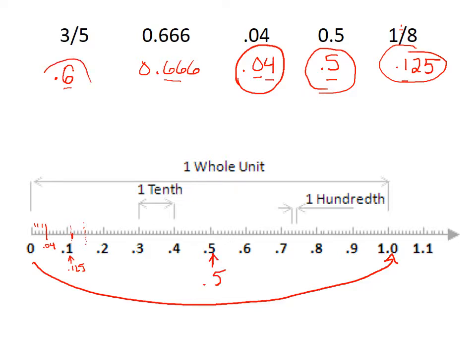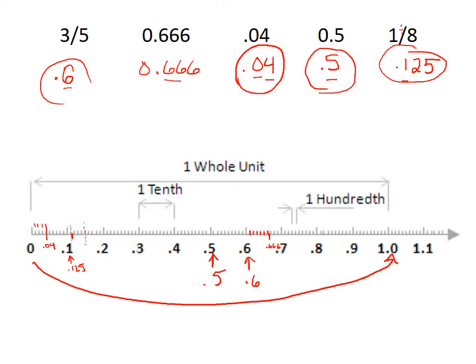And then 0.6 is next. Okay, so this is 0.61, 0.62, 0.63, 0.64, 65, and 66. And so 0.666 would be right in there somewhere.